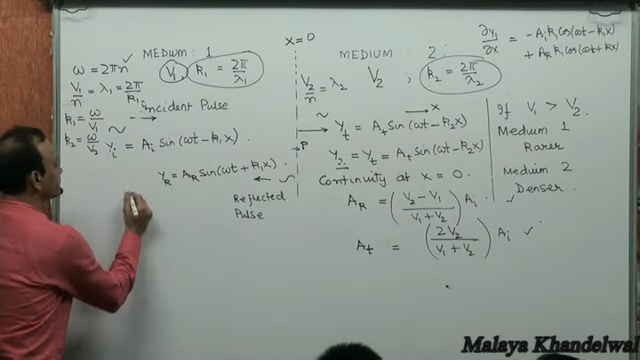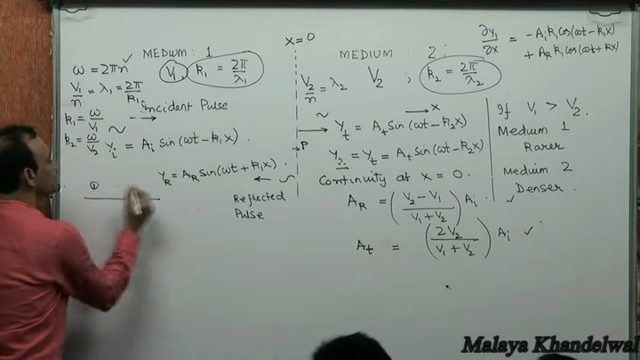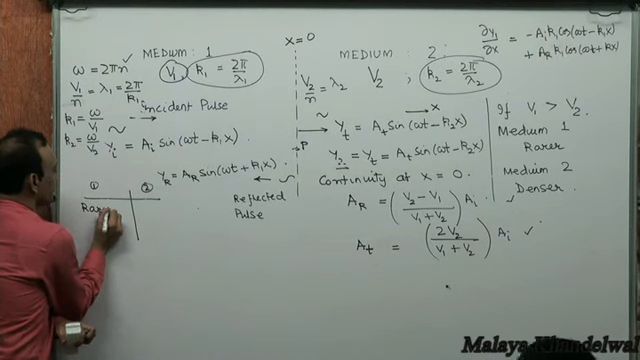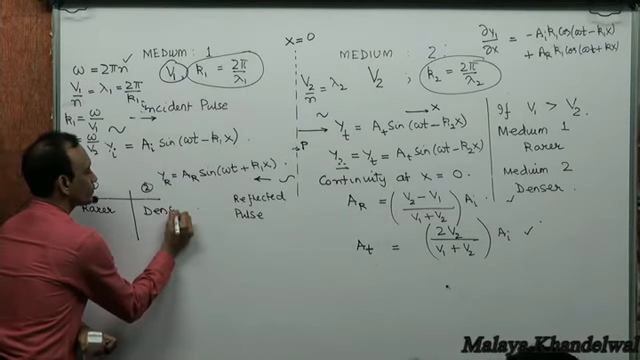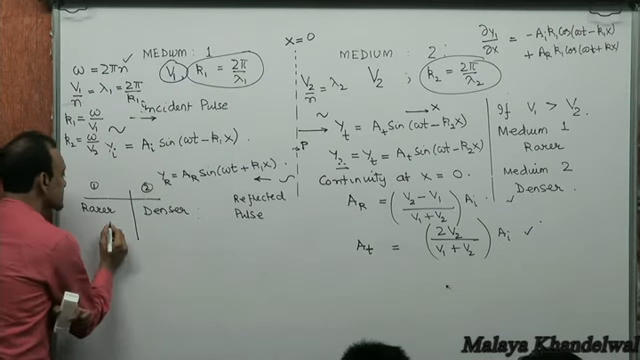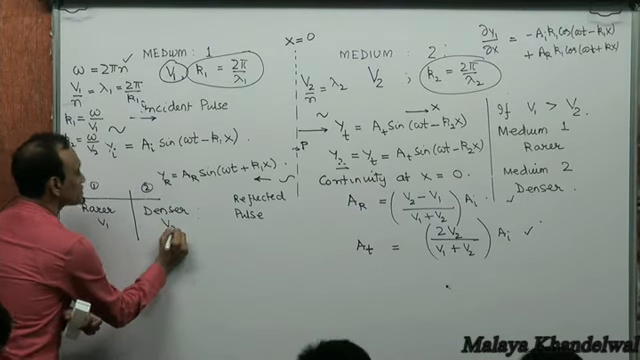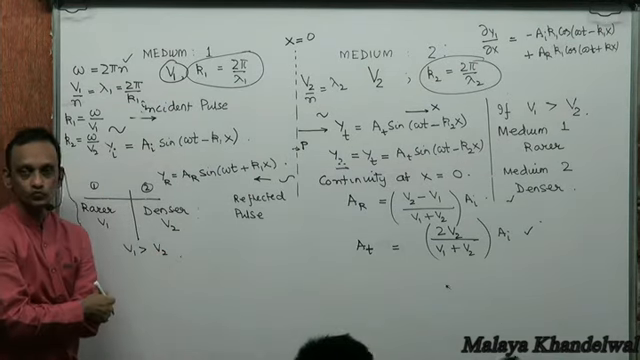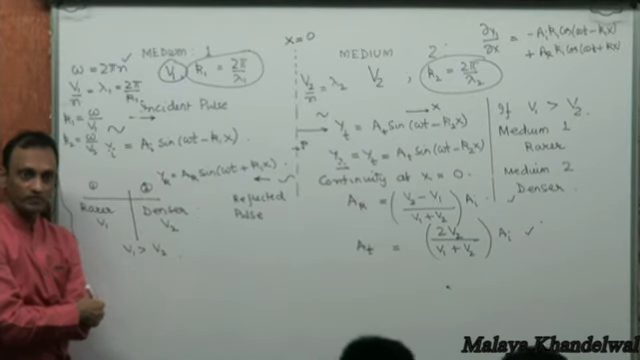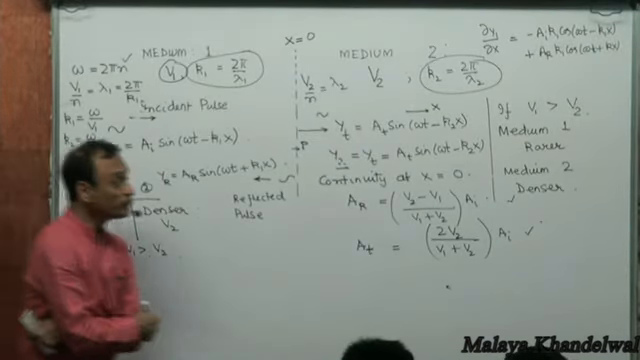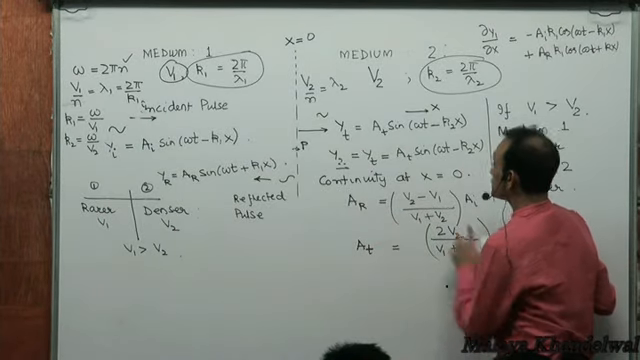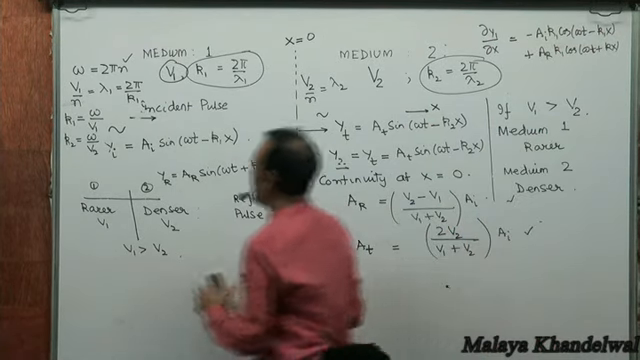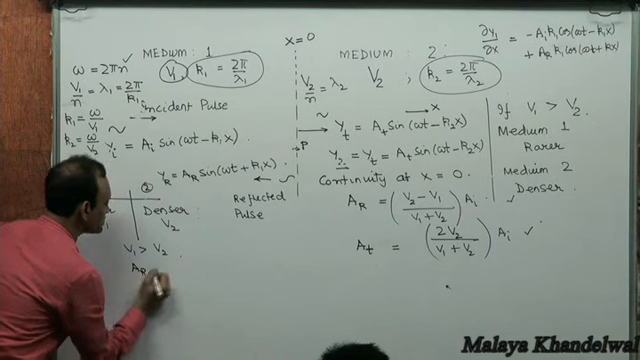Now, say this is medium 1 and this is medium 2. Suppose this is rarer and this is denser. That means the velocity of this is v1 and of this is v2. That means v1 is more than v2. Now if v1 is more than v2, do you realize that this AR will become negative?